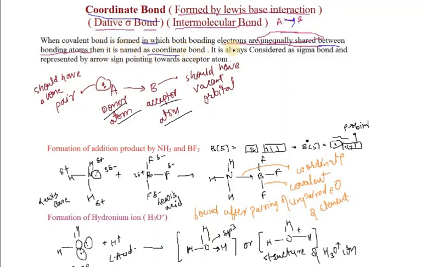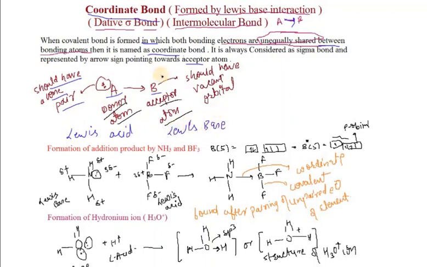So when a covalent bond is formed and the bonding electrons are unequally shared, how are they unequally shared? A should have a lone pair, that is the condition. It is always considered a sigma bond and represented by an arrow sign pointing toward the acceptor. So we will have a donor atom and an acceptor atom. The donor atom should have a lone pair and the acceptor atom should have a vacant orbital. The donor atom is generally categorized as a Lewis base and the acceptor atom as a Lewis acid.